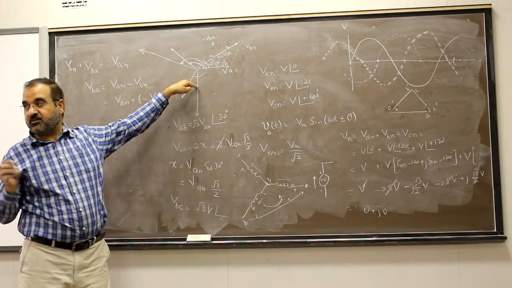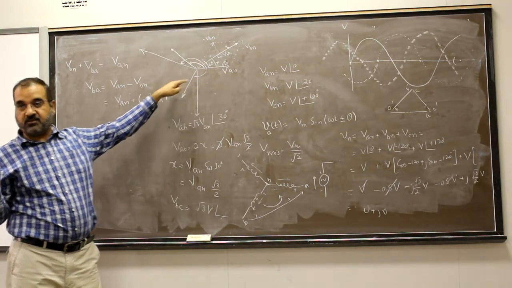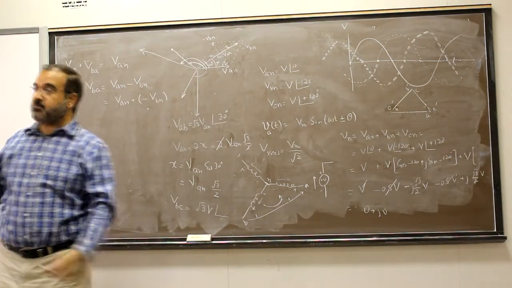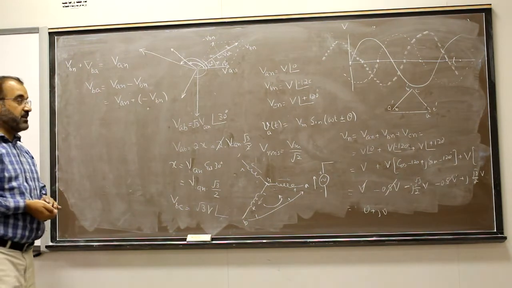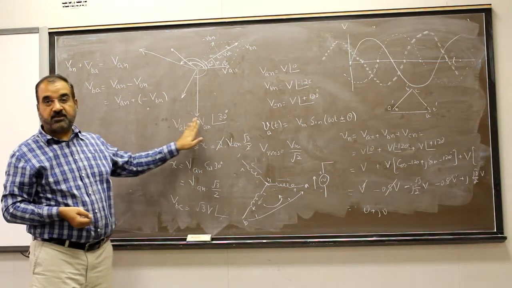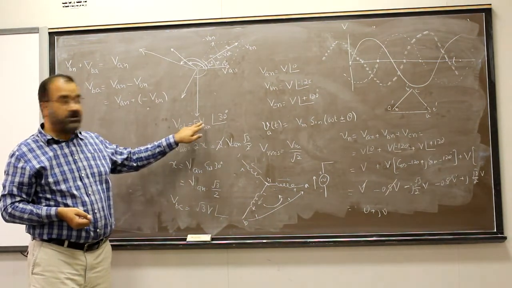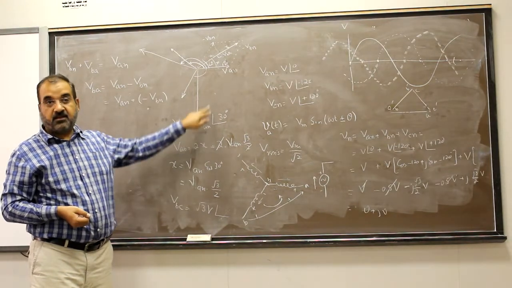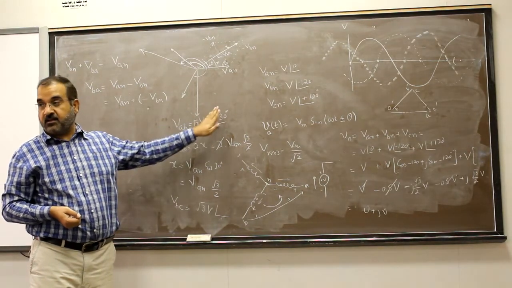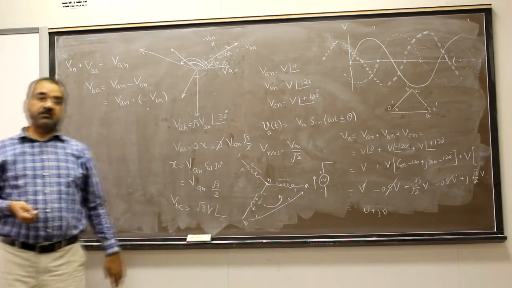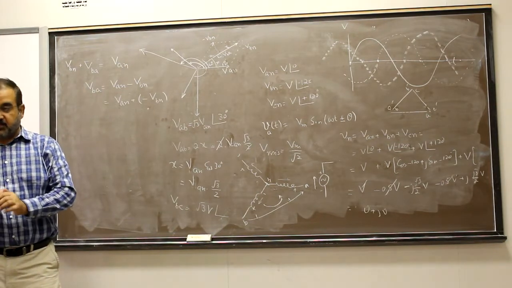Understand or no? Okay. So just remember that if you want to calculate the line values, it will be multiplied by root 3, multiplied by the phase value, and the angle is whatever angle you get plus 30 degrees.